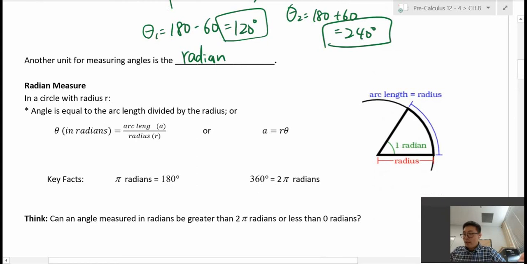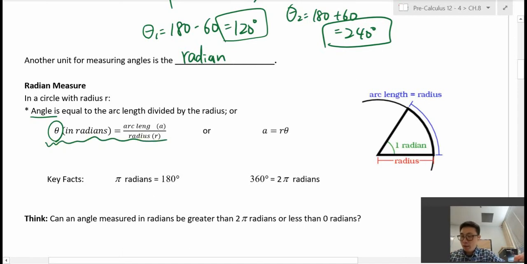So what exactly is a radian measure? Here it says, in a circle with radius r, angle theta is equal to the arc length divided by the radius. So you can see the arc length a divided by the radius r. Or if you rearrange it, you can solve for a: arc length is equal to r times theta. This is the definition of radian measure.